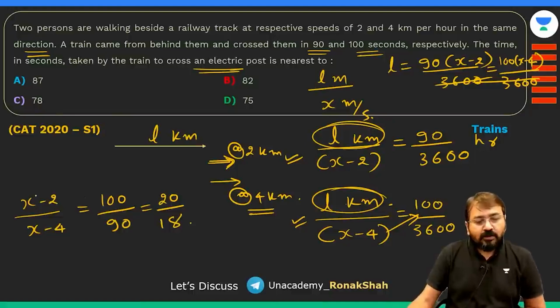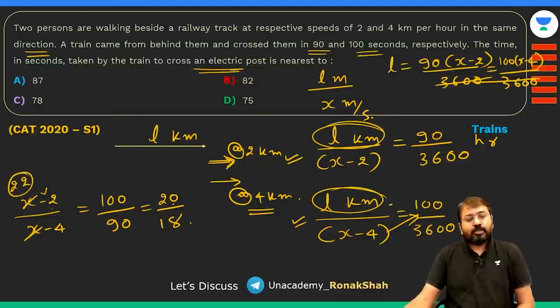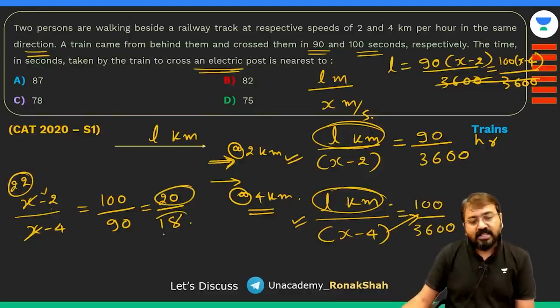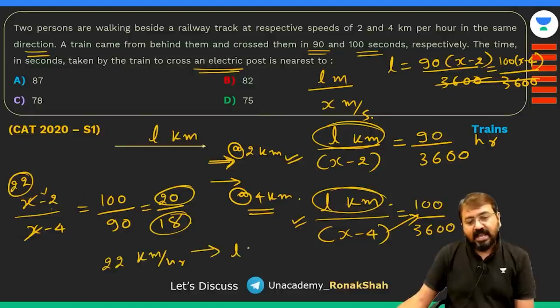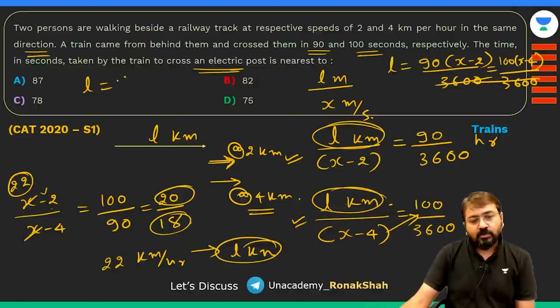So now can you think of some value of x out of which if you subtract 2 you should get 20, if you subtract 4 you should get 18? Of course that value has to be 22. Isn't that 22 minus 2 is 20 and 22 minus 4 is 18? So can I say the speed of the train is 22 kilometer per hour and the length is L kilometers? So now what will be the value of length? Can I say L will be, I can take one of the equations, so I know L is equal to 90 upon 3600 into x minus 2, that is 22 minus 2.